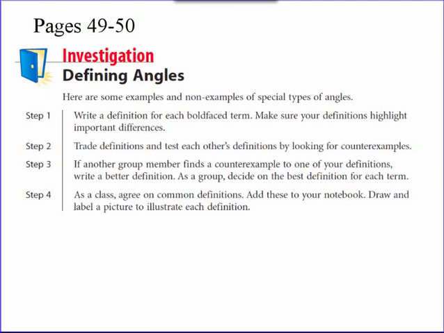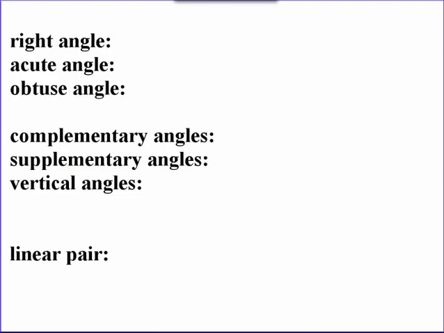So just talk and figure out what a good definition is. You're going to trade definitions and test each other's definitions by looking for counterexamples. If somebody finds a counterexample to one of your definitions, write a better definition. As a group, decide on the best definition for each term. As a class, we'll agree on common definitions, and then we will add these to your notebook. We're going to go through the right angle, acute angle, obtuse angle. All of these up here are what you're going to have to define. They give you examples and non-examples on page 49 and 50 of your book. We'll pick up the video after you guys are done with your investigations.